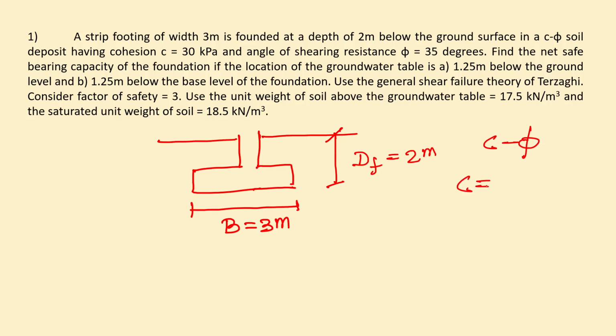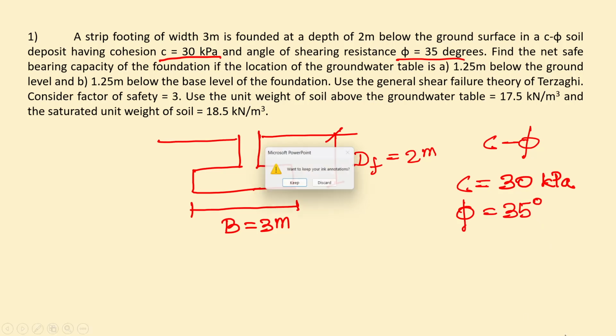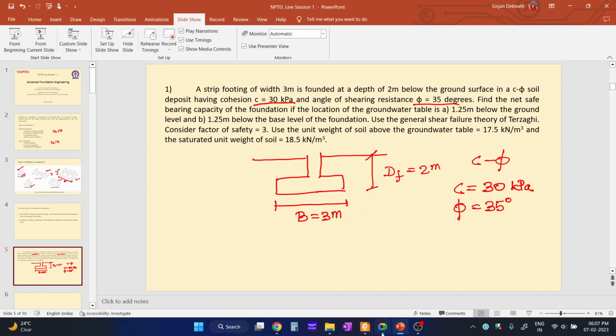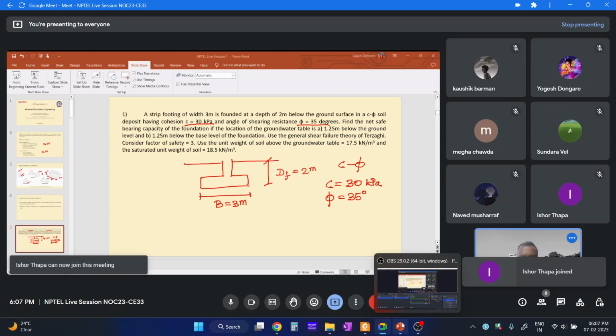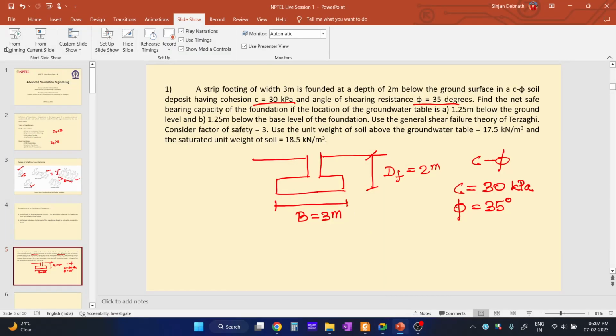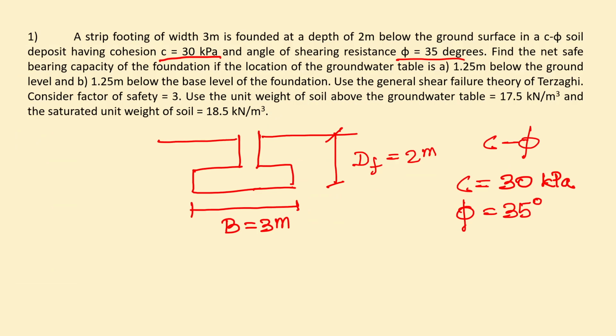The cohesion is 30 kPa and the angle of shearing resistance, that is the phi, is 35 degrees. And the question is, find the net safe bearing capacity of the foundation. Net safe means qns. So we need to find out the qns.